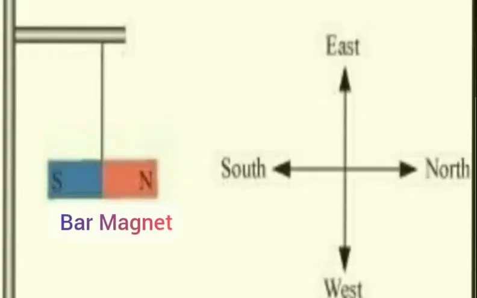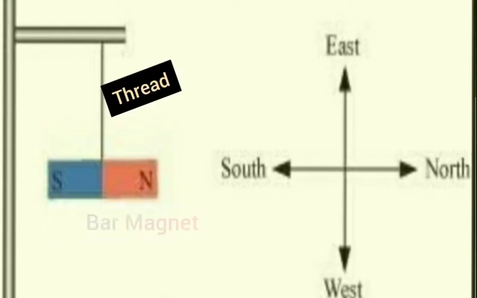Let us understand with the help of an activity. Now take a bar magnet, tie it to a thread and then suspend it freely from a stand like this. You have a stand, and you suspended a bar magnet through a thread. What do you observe? You will observe that the bar magnet always aligns itself in the north-south direction when suspended freely.